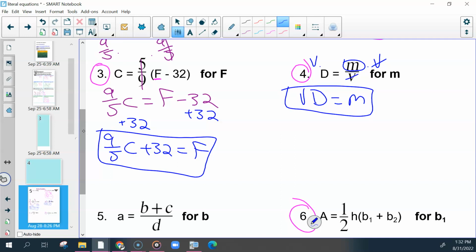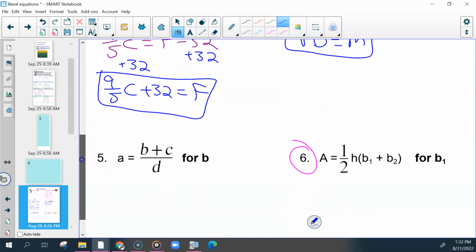If you can do 3 and 6, those are harder than any questions you're going to see on the quiz or test. So if you can do those two, you'll be great for this section of the test. And quiz.